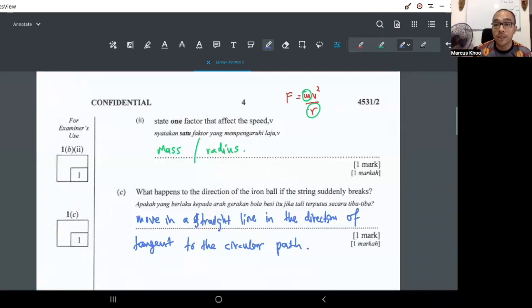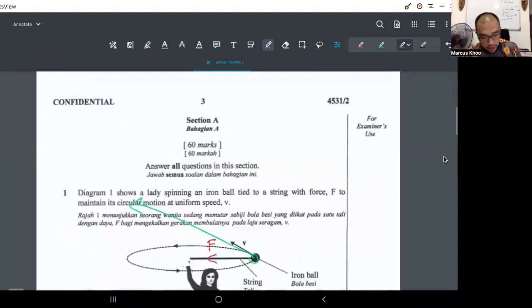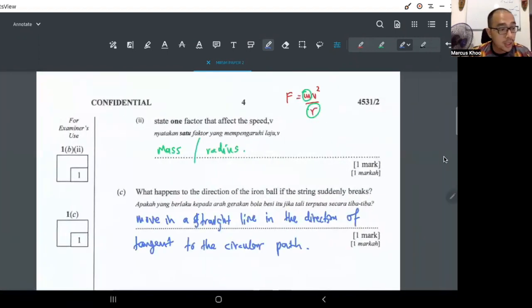So I'm offering this suggestion to you. Try to memorize this answer, if this question comes out. It moves in a straight line in the direction of the tangent to the circular path. As you can see, it is a tangent to the circle over here. So that's what it means. It moves in a straight line in the direction of the tangent to the circular path.